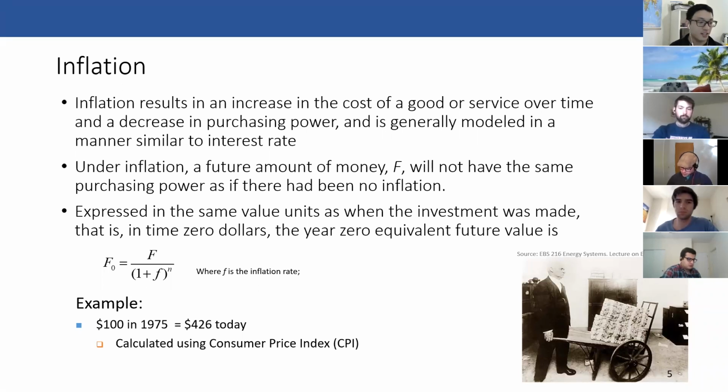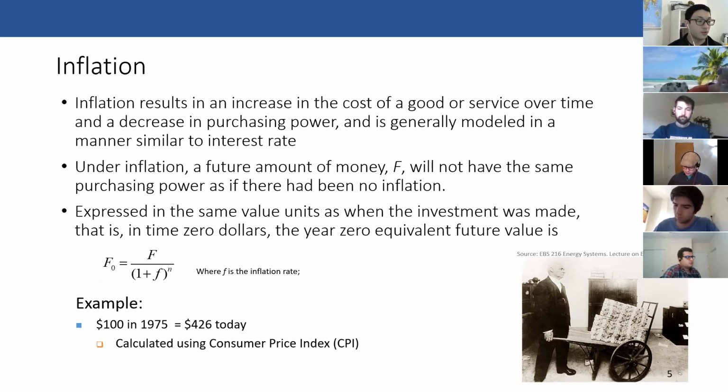This equation here, F naught equals F over (1 plus F) to the N. This is a sort of thematic equation that we're going to see a couple times today that expresses the change in value of money over time. And the F is specifically referring to the inflation rate in this case.